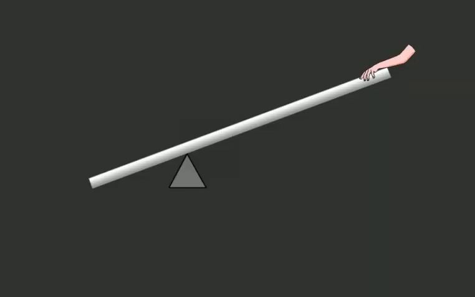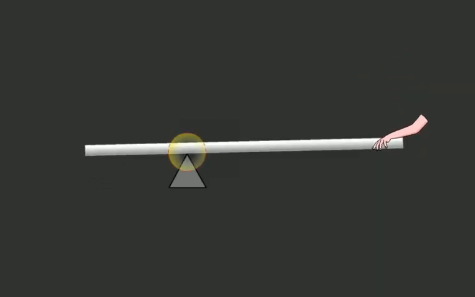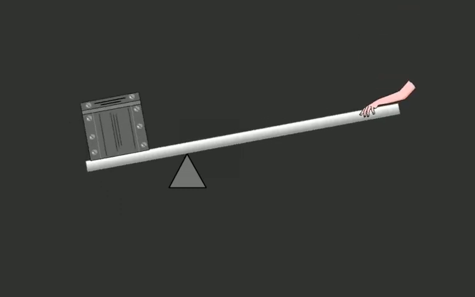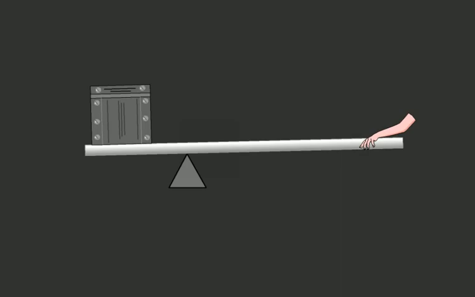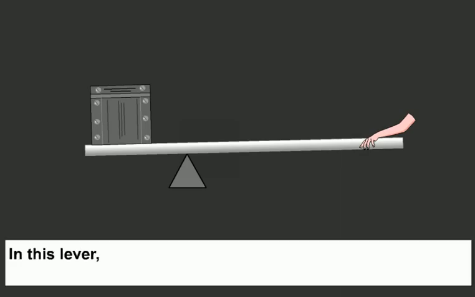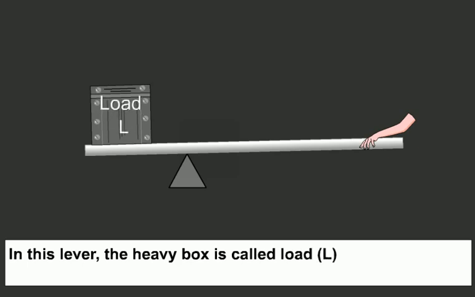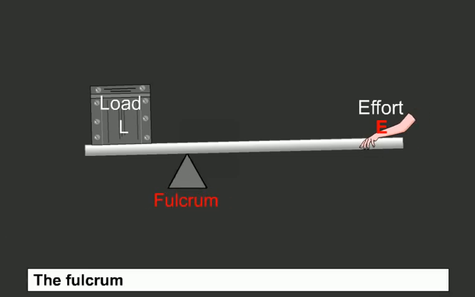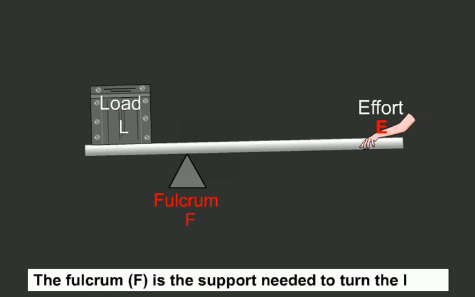A crowbar is capable of turning about a point. A crowbar is an example of a lever. A crowbar is used to lift a heavy box. In this lever, the heavy box is called the load, represented by L, and the effort, represented by E, is applied with the help of our hand. Students, the fulcrum, that is F, is the support needed to turn the lever.